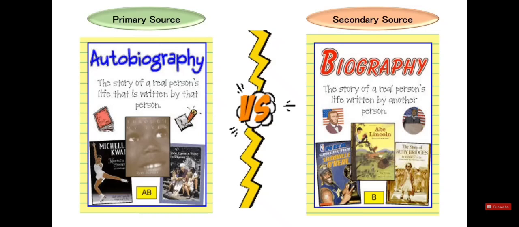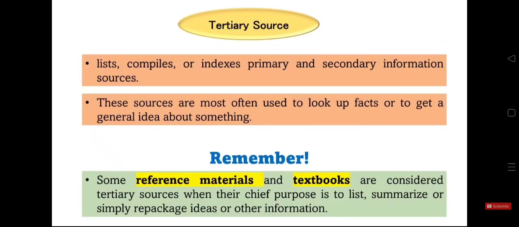And now, let us differentiate the difference between primary source and secondary source. In primary source, we have autobiography, the story of a real person's life that is written by that person himself. In secondary source, we have biography, the story of a person's life written by another person, not the person himself.